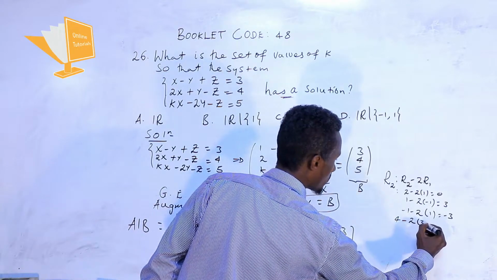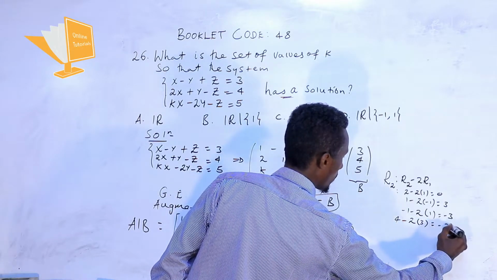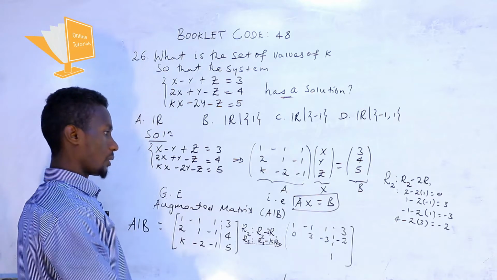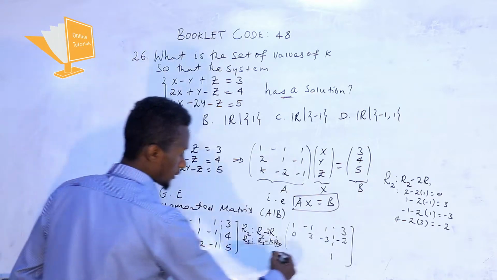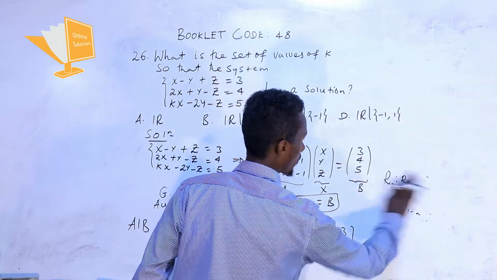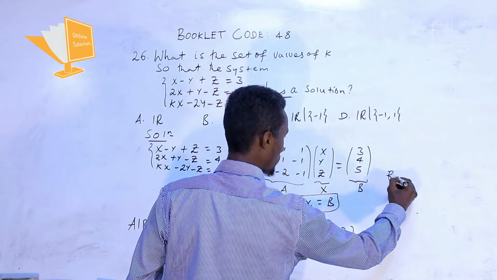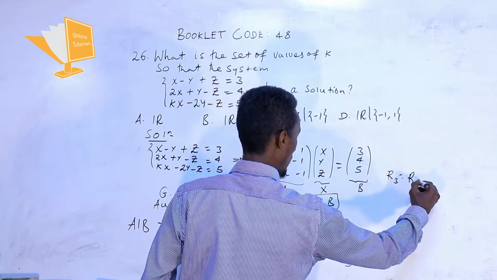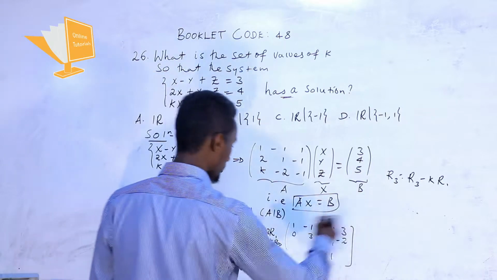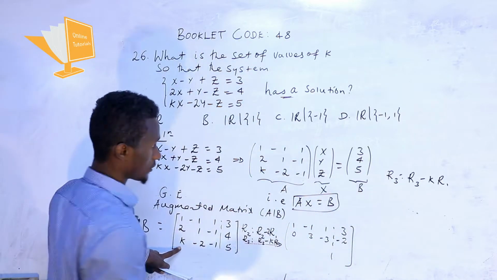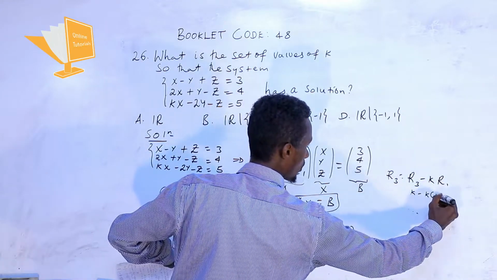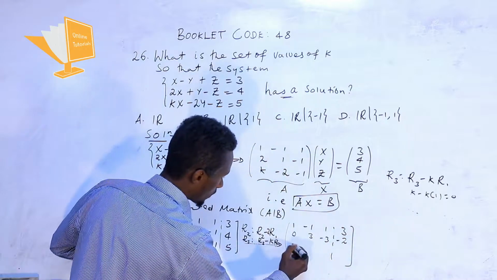the R1 entry is 3, so the result becomes -2. So this entry becomes -2. Next, to find the third row we must apply this form, R3 minus K times R1. So what are the entries in the third row? K minus K into the entries in the first row, 1. Now the result becomes 0.